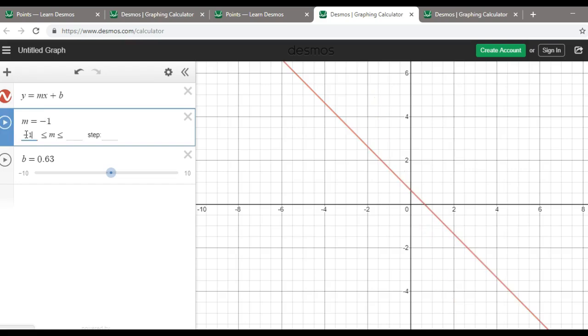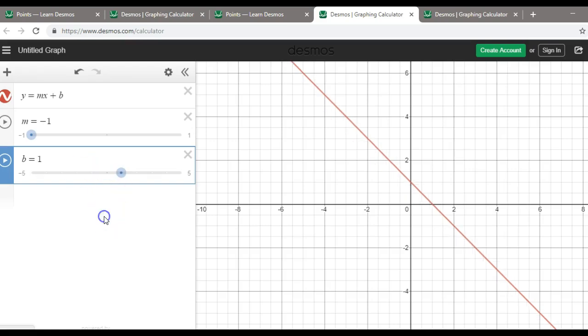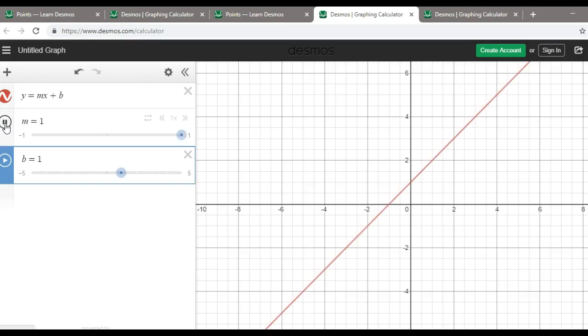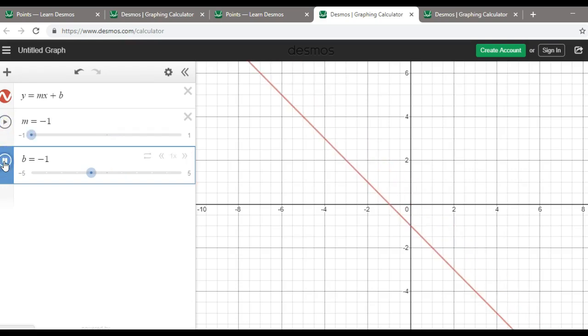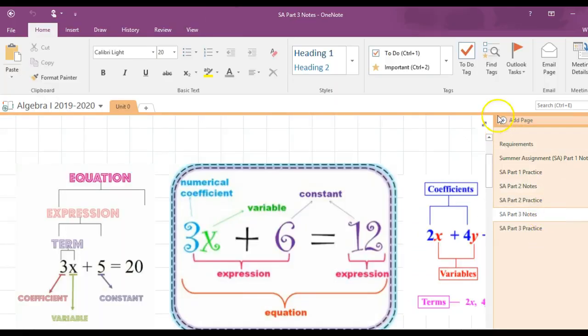We want to put the slope between -1 and 1 with a step of 1. We want to change the y-intercept to be between -5 and 5 with a step of 1. Now if I play M, we can see that there are 3 slopes: +1, 0, and -1. If I play B, we can see that this line is moving up and down. Once you have finished those 2 activities, you're ready to go on to part 3.